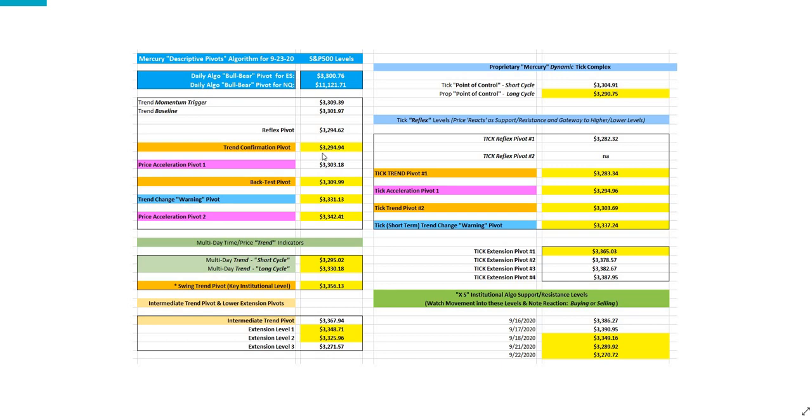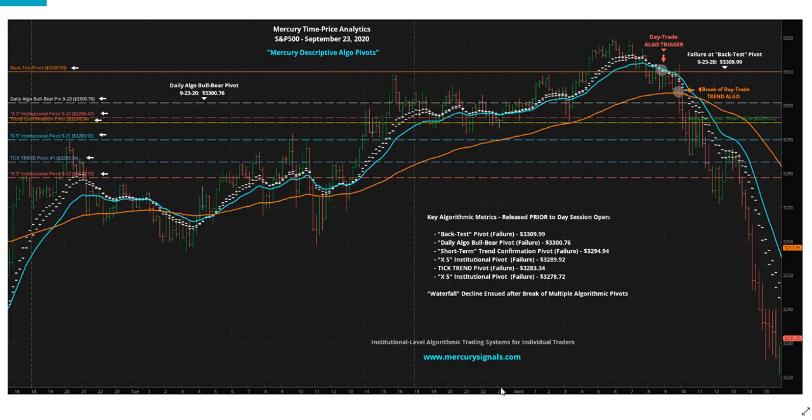But let's get back to what we're talking about here. Backtest pivot 3309.99, trend confirmation pivot 3294.94, and then you have another key pivot within one tick. So let's take a look at the chart. So you get backtest failure at the backtest pivot as identified by our algorithm. Now, the beauty of having the moving oscillators through the chart is that the automated algorithm went short right at that price.